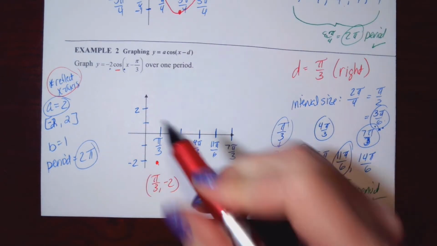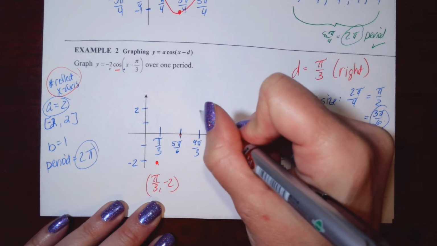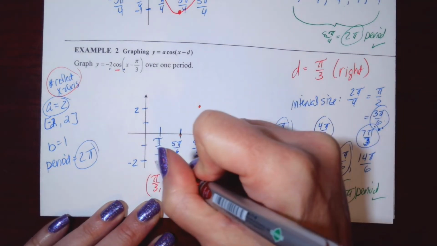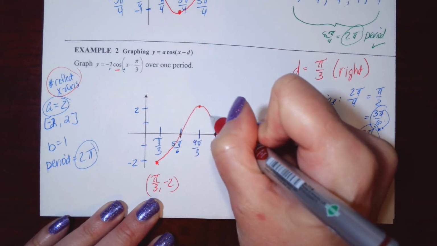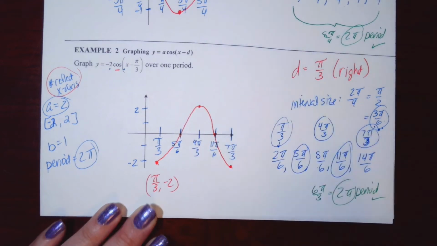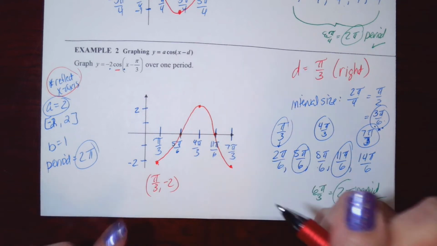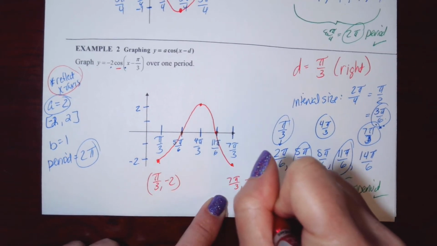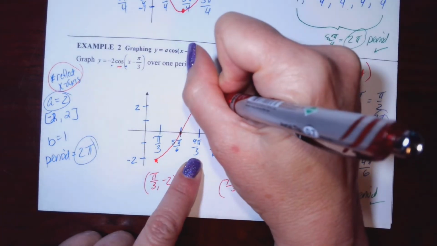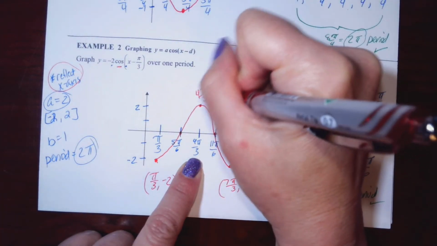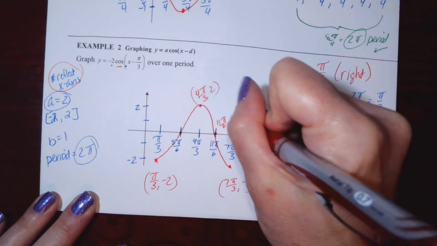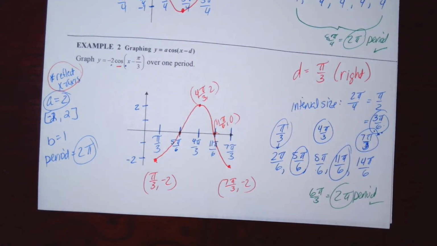There's my coordinates. I'm going to go up to center, peak, center, back to trough. And there is one cycle, one period of my negative cosine function. I start here, I finish back here at trough. I've got a peak point at 4 pi thirds, 2. I've got centers at 11 pi 6, 0, and 5 pi 6, 0.